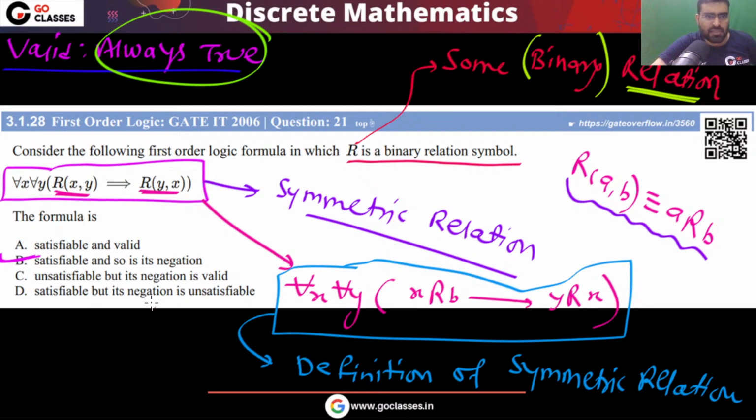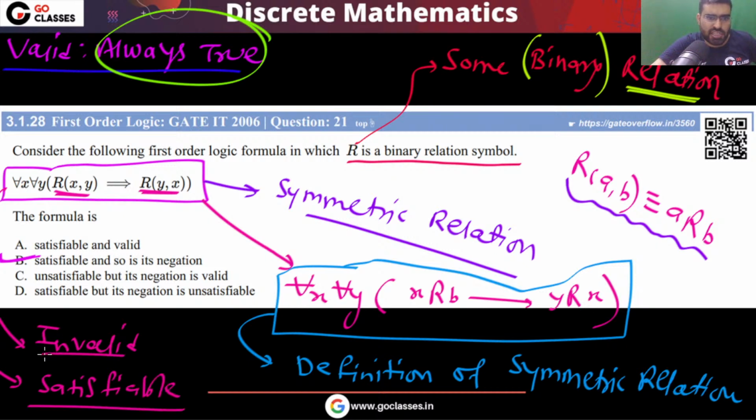So very simple: this is invalid, but this is satisfiable. Its negation is also satisfiable. Negation means it is not symmetric. So being not symmetric is also satisfiable. I hope this point is clear. Tell me, did you understand this question?